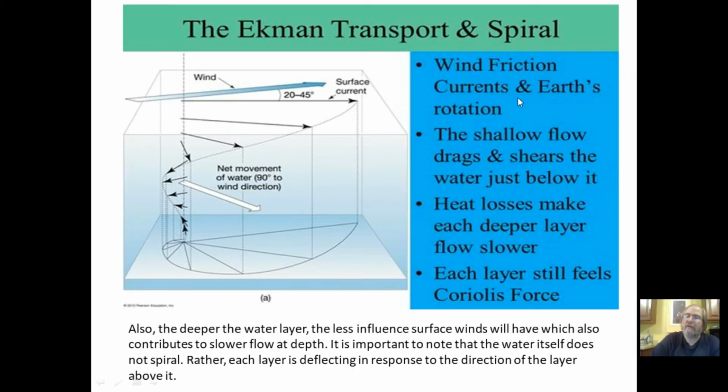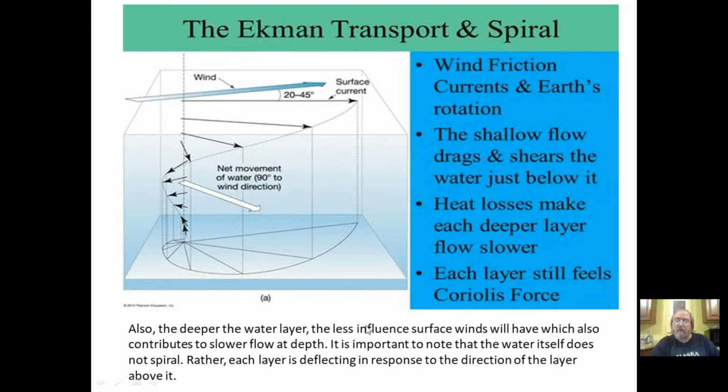Wind friction currents and Earth's rotation. Okay, wind friction, right? The drag. The shallow flow drags and shears the water just below it. Heat losses make each deeper layer flow slower, but each layer still feels the Coriolis force. There's another thing, right? Again, showing here's all the spiraling, showing the net movement. But here's another point that's important to make that was not made here.